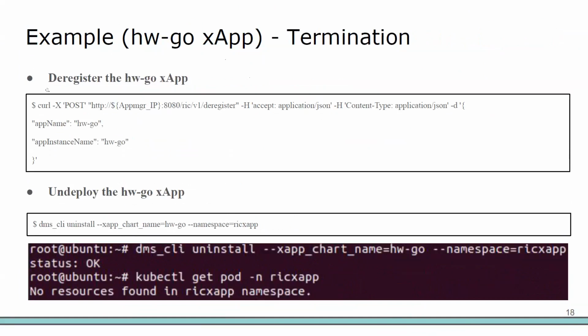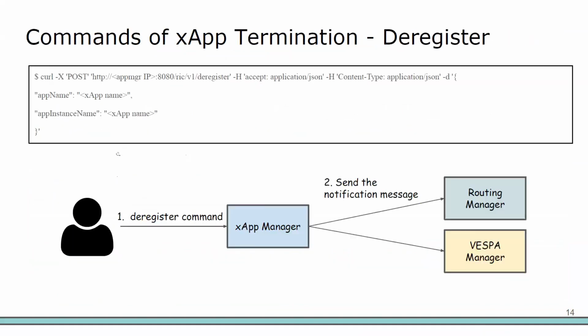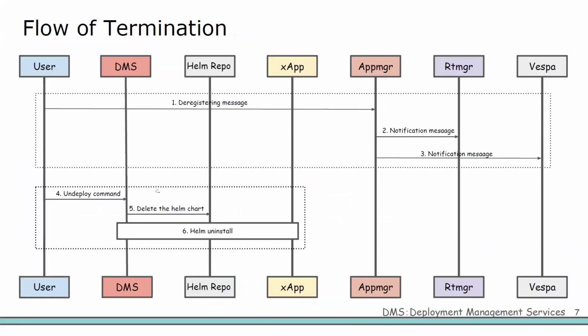If you don't need the xApp, you use the command to deregister the Hello World Go xApp. So you send the command to the app manager. You fill in the xApp name and the app instance name. The app manager receives the command. It will notify the routing manager and the VSPA to remove the routing path of the xApp.